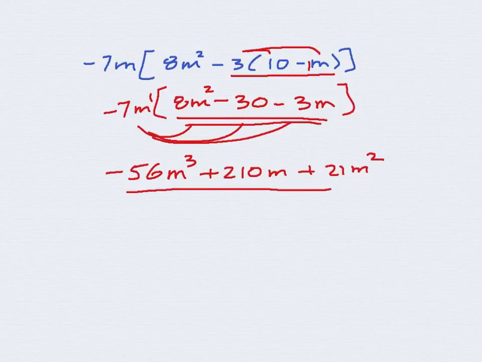Again, no common like terms here. It might be in a different order on a test. It might list them from highest to lowest. Say -56m cubed plus 21m squared plus 200 and... I screwed up.